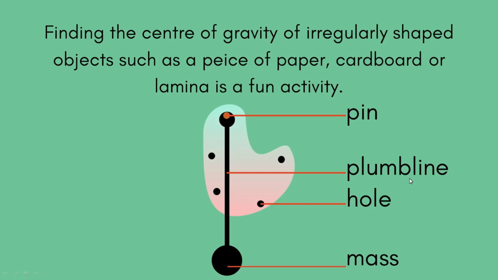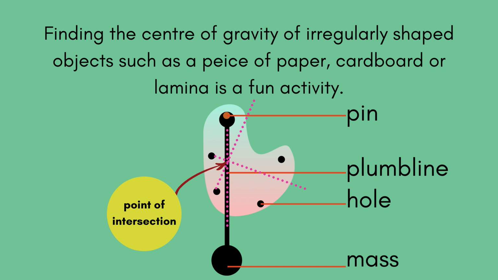Finding the center of gravity of irregularly shaped objects, such as a piece of paper, cardboard, or lamina, is a fun activity. All you have to do is set the experiment up as shown in the picture below. From there, you will trace a line along the plumb line once that plumb line is stationary. You will continue to hang the material from all of the holes that you have there. At some point, after you've drawn all the lines, you will have them intersecting. That intersection is where the center of gravity of the material lies.